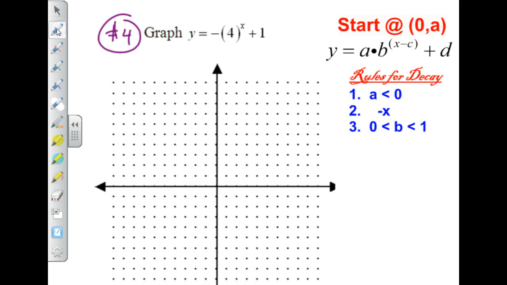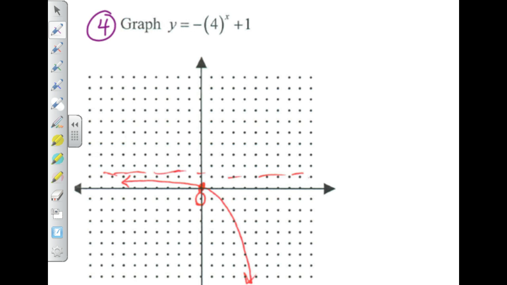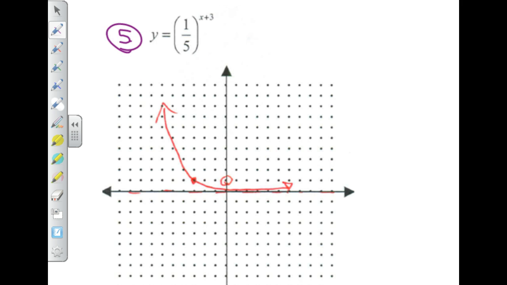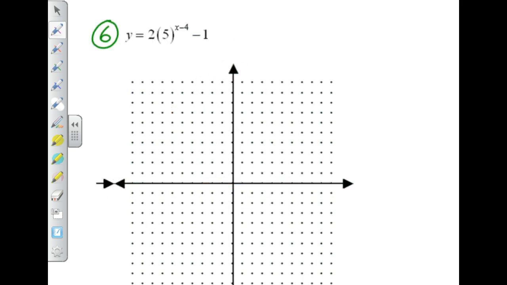For this one, I would start at -1. I would shift it just 1 unit up. And it looks like the asymptote would be at y equals 1, and I have 1 decaying factor. And the final solution should look like this. For this one, I would start at 1 because the value of a is 1. I've got a b value, so that's going to cause decay. I would go 3 units to the left, and the asymptote's at y equals 0. And there's the graph for that.